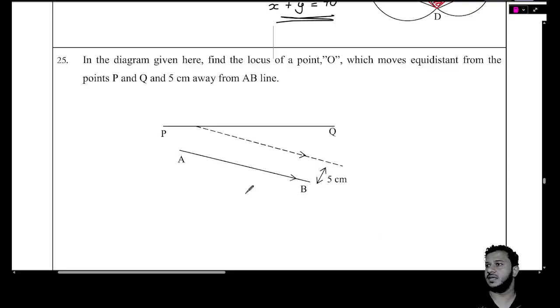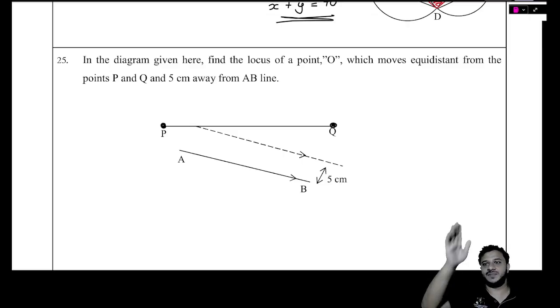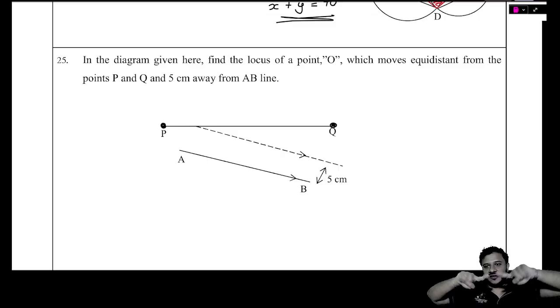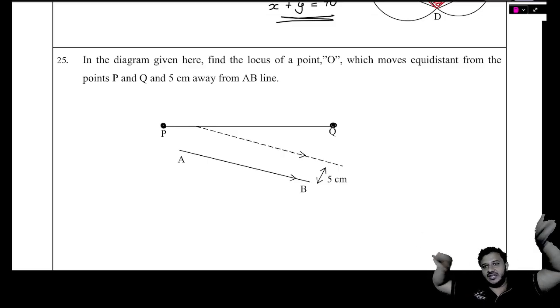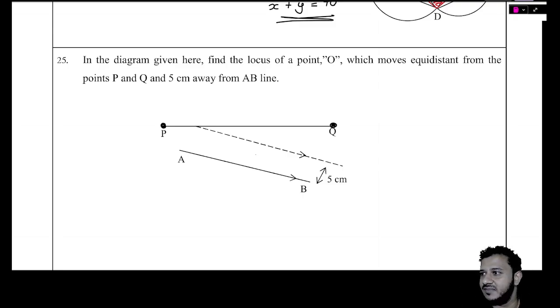Okay, everyone. Next one, last question. In the diagram given here, find the locus of the point O which moves equal distance from P and Q. This is points. Equal distance of 2 points is what? Always remember, equal distance of 2 points is the perpendicular bisector. Equal distance of 2 lines which go through the same point is the angular bisector. Got it? Now they are asking me equal distance of 2 points. That means perpendicular bisector.